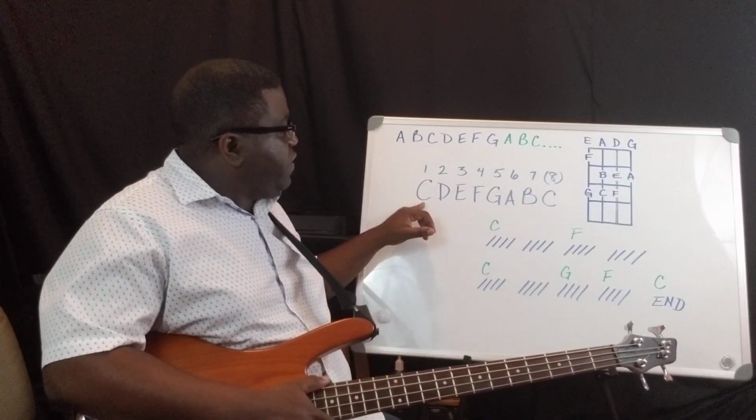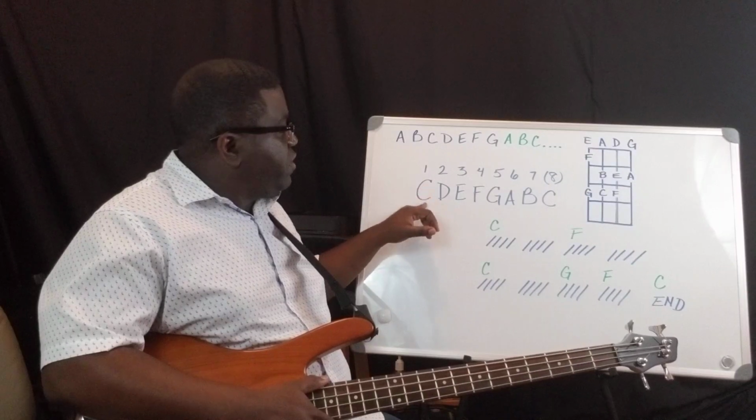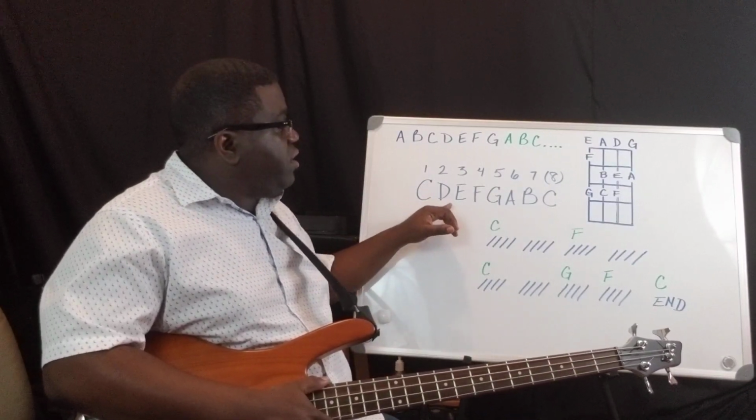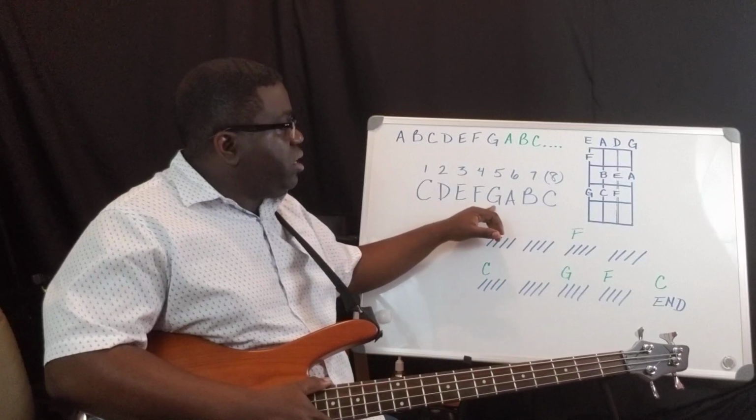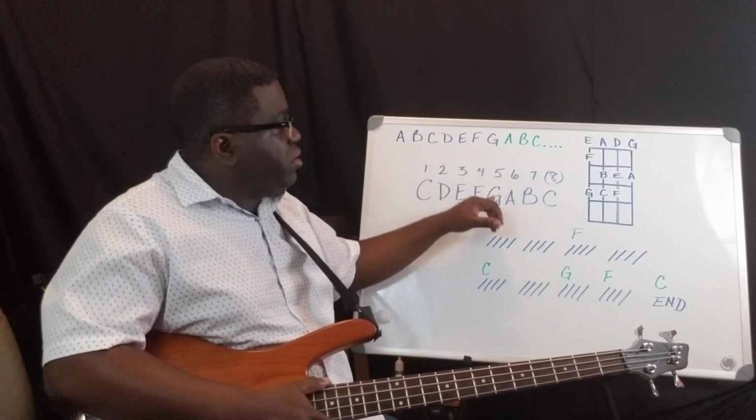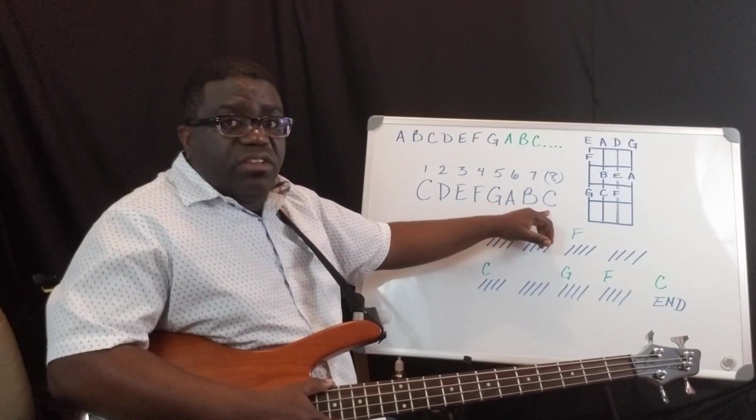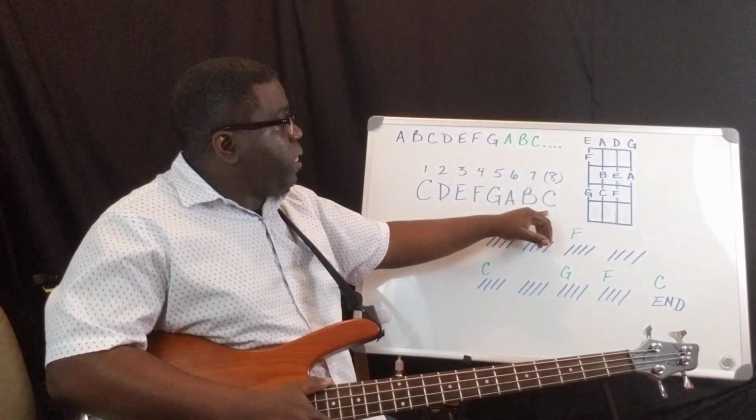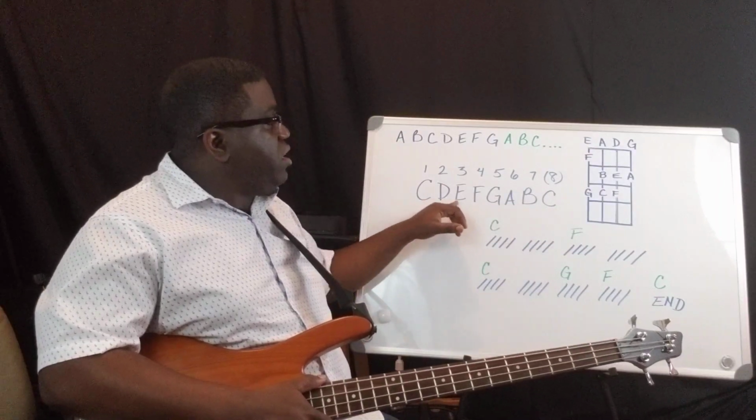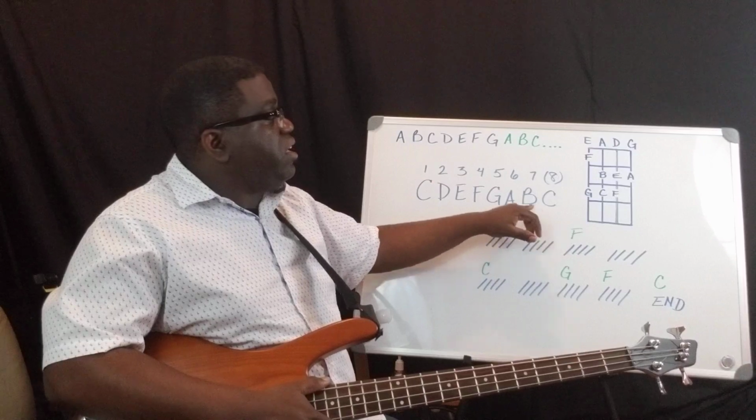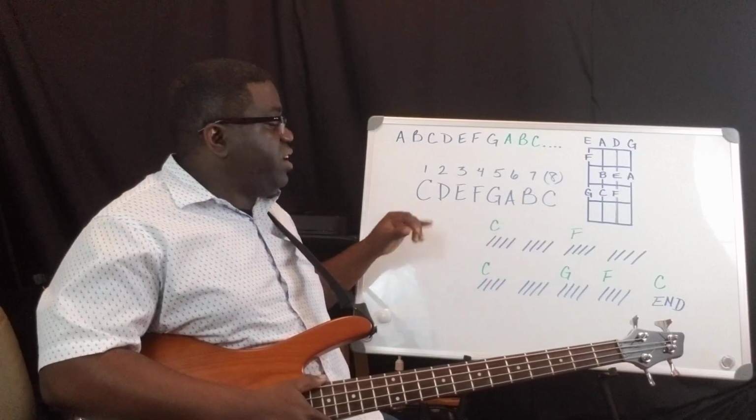So now you see C over here. First note is C, then D. Remember, it's in alphabetical order: C, D, E, F, G. And when we get to G, we go to A, B, and then C. And we're going to stop on C. Okay? C, D, E, F, G, A, B, C. And then backwards: C, B, A, G, F, E, D, C.